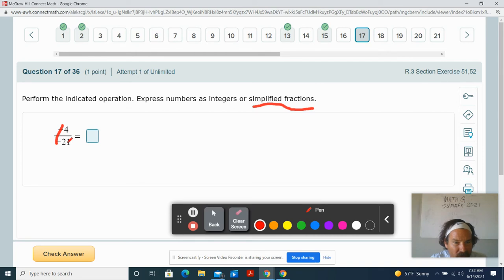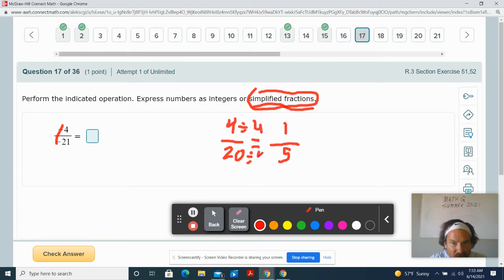So 4 divided by 21, you don't want to use a calculator because 4 divided by 21 is some decimal. And there are no numbers that go into 4 and 21, so 4 over 21 is already simplified. Like if you had 4 over 20, you don't want to leave the answer as 4 over 20. You'll get it wrong because it's not simplified. So a simplified fraction is written in lowest terms. So 4 over 20 would be written as 1 over 5 because 4 divided by 4 is equal to 1, and 20 divided by 4 is equal to 5.